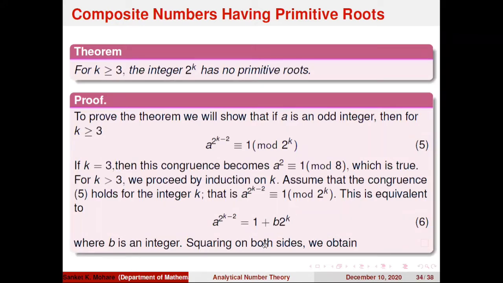So call this equation number 6, where b is some integer. Now if we square on both sides, what happens? a to the power 2 to the power k minus 2, its square, is equal to (1 plus b into 2 to the power k) whole squared. Okay, so what did we obtain?